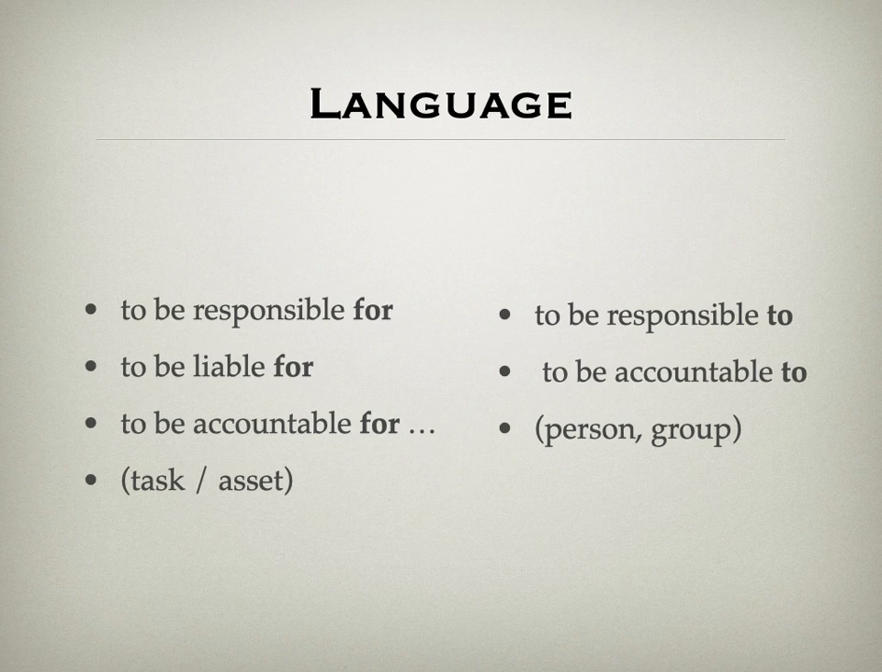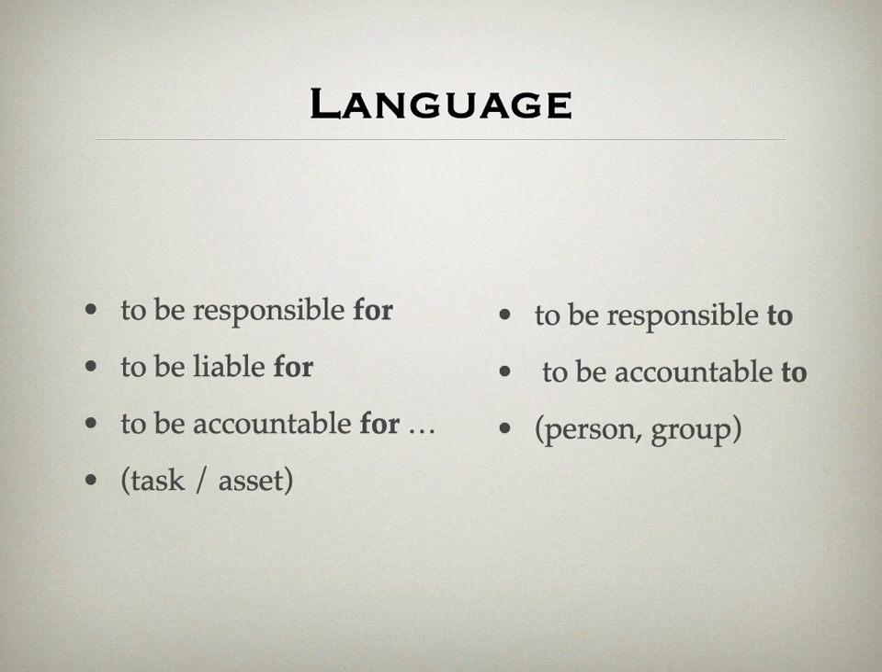Just pay attention to, in a document, if you have for or to after responsible, accountable, liable, then you must pay very much attention. Qui a la responsabilité dans cette phrase? Okay? Donc attention à ça. C'est la responsabilité et de quoi ou envers qui. Okay? Envers quelqu'un, c'est to. De quelque chose, c'est for.